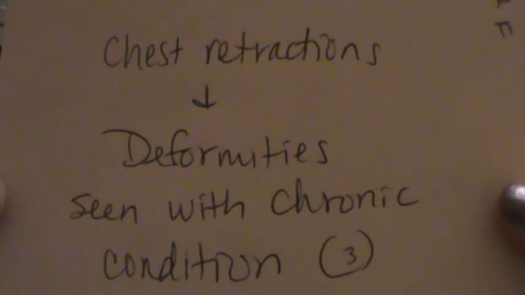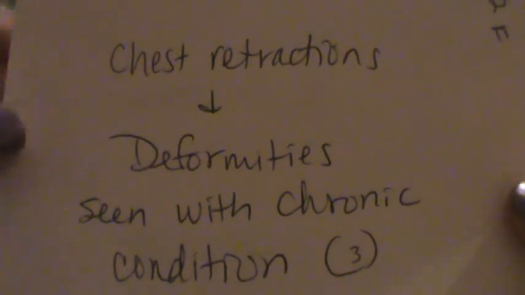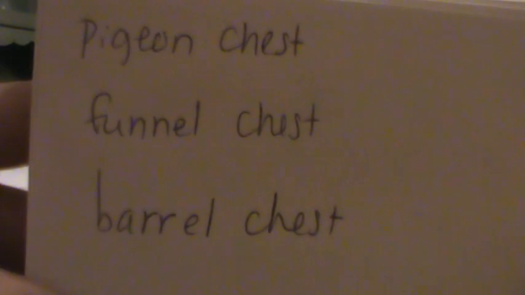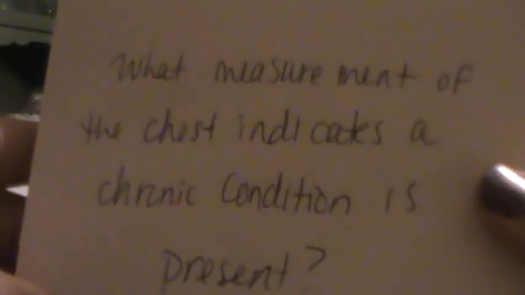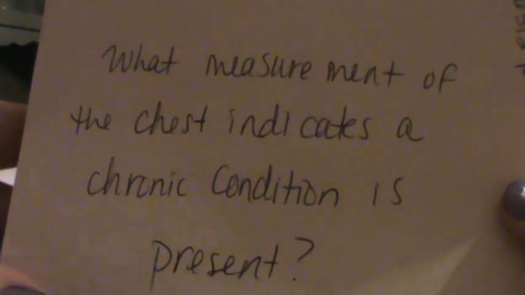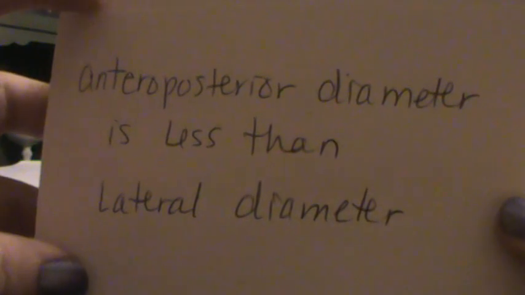What are 3 types of chest retractions or deformities that are often seen with chronic conditions? Those are pigeon chest, funnel chest, and barrel chest. What measurement of the chest indicates a chronic condition is present? When the anterior-posterior diameter is less than the lateral diameter.